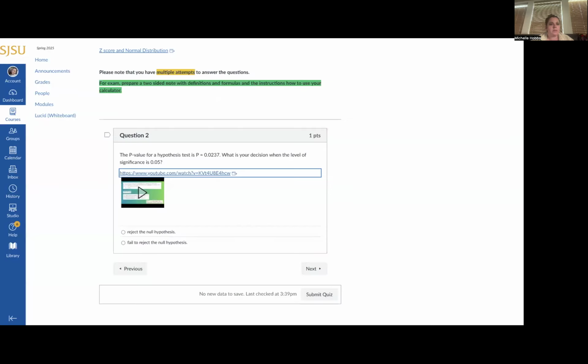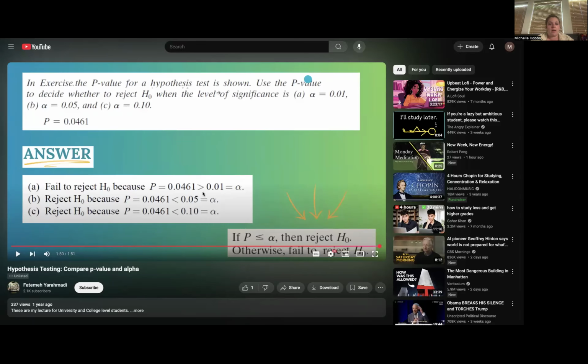Okay, so let me see here. So the p-value for a hypothesis test is, so what is your decision when the level of significance is 0.05?